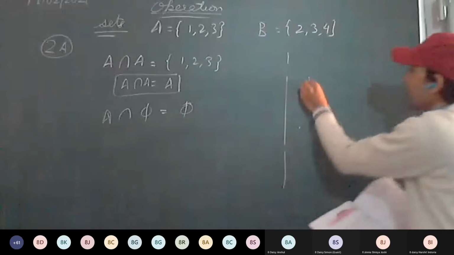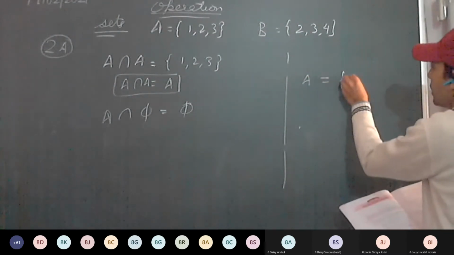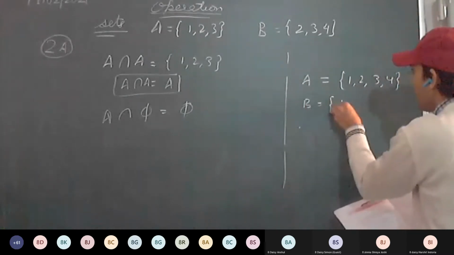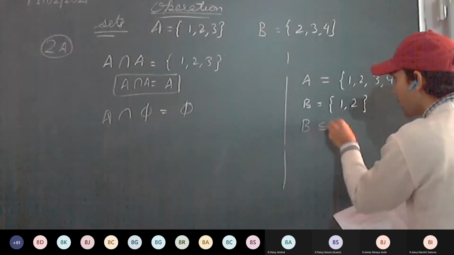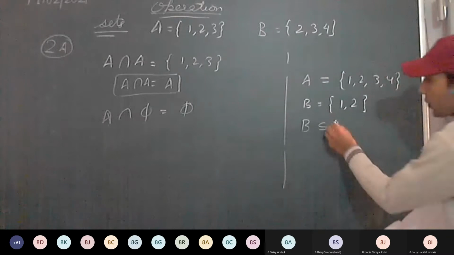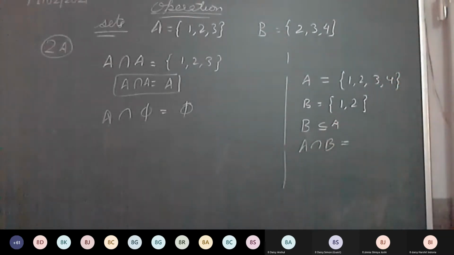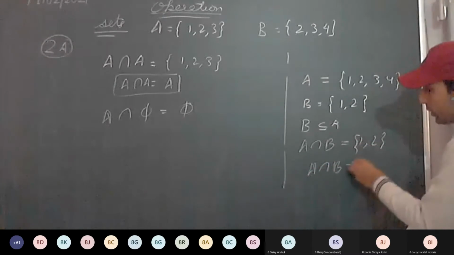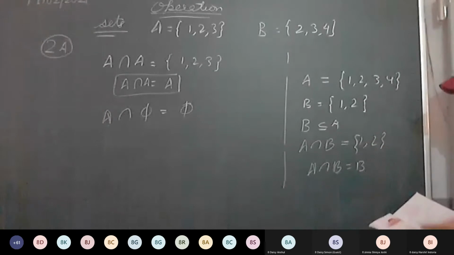Again, A equals 1, 2, 3, 4 and B equals 1, 2. Here B is a subset of A. If I'm taking A intersection B, what will be the answer? 1 and 2. A intersection B is set B. We can verify that. It is B.